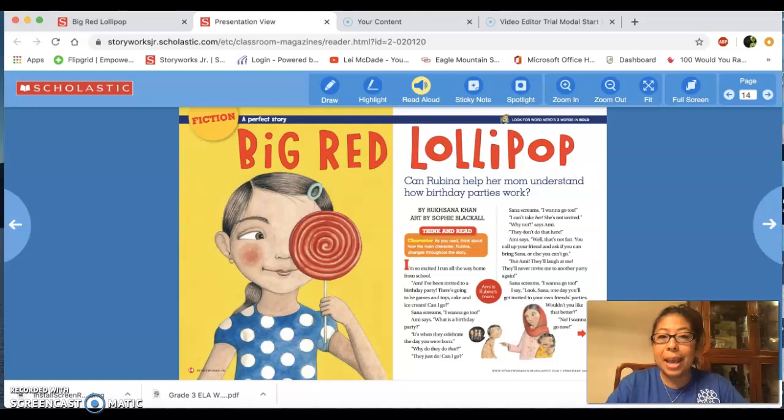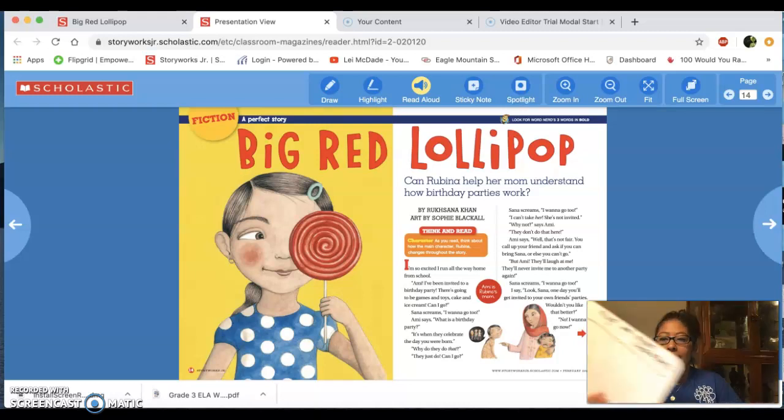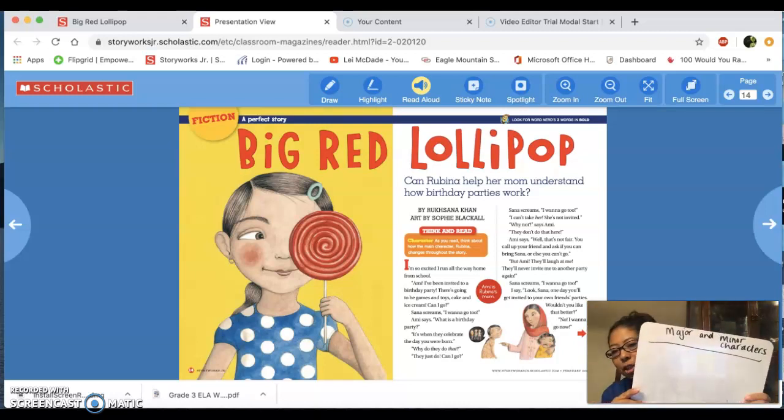We're going to read through it together and we're going to focus on the interaction between the major and minor characters of the story. So you might want to get some paper and pencil and take down notes as we read our story. We're going to be focusing on the major and minor characters in our story.